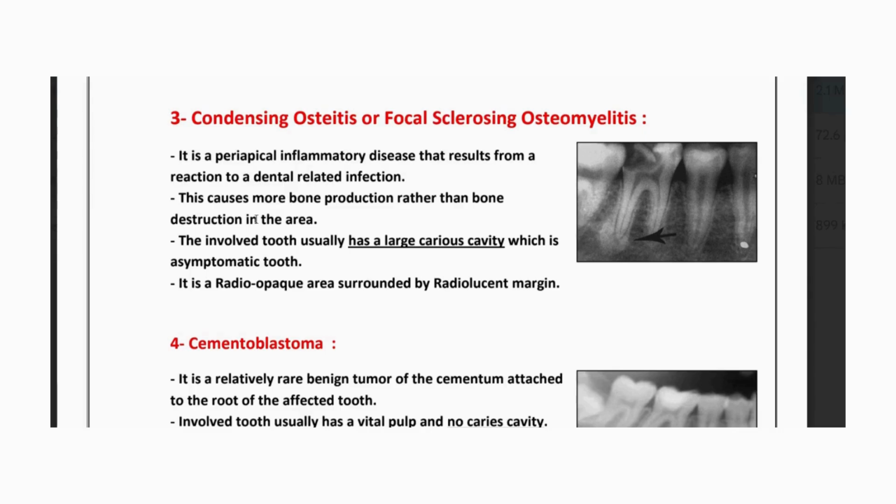And condensing osteitis, the "itis" shows that it is an inflammatory disease. It's a periapical inflammatory disease which results from a reaction to a dental-related infection. Why it happens is because there is inflammation, so that triggers the body to produce more bone in that particular area. You can see it in the picture here. The arrow is showing it.